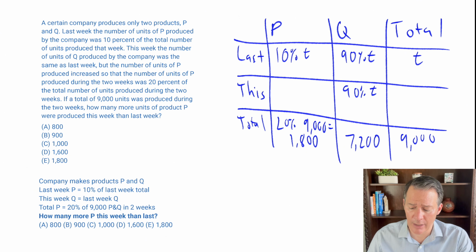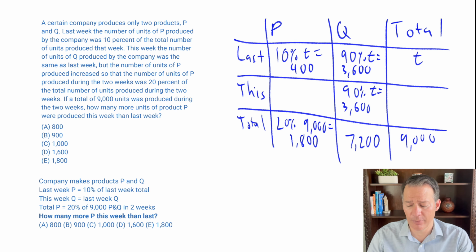Each Q last week and this week is equal, so we can just cut 7,200 in half, giving us 3,600 for each of last week and this week for Q. We know that we have a 9-to-1 ratio, Q to P, in that last week, so we can just divide that 3,600 by 9, giving us 400 for last week's P. And then 400 plus something equals 1,800 in that left column, meaning that this week's P must be 1,400.